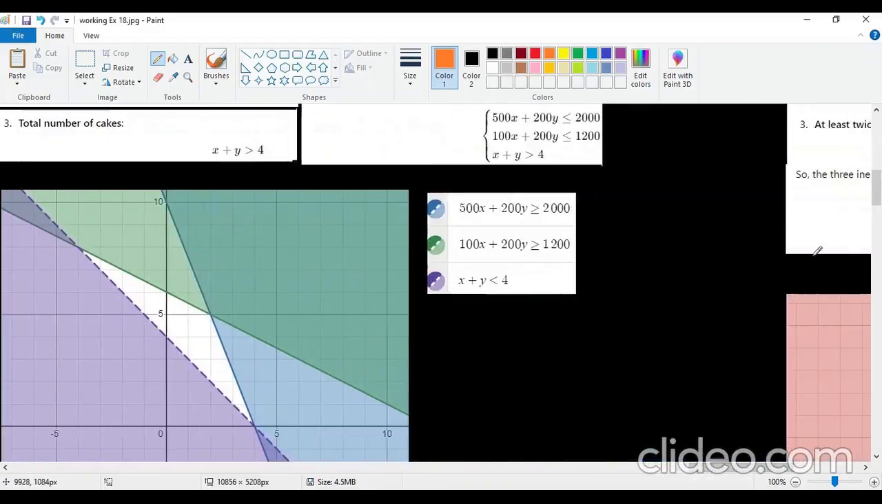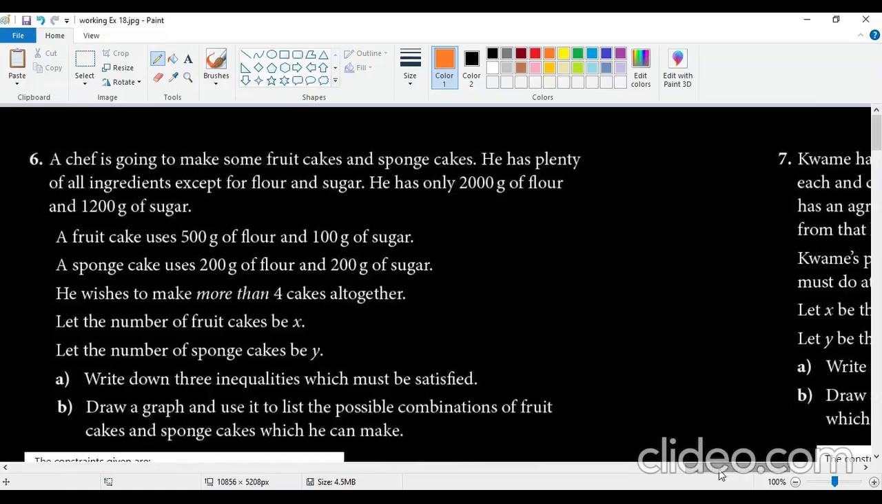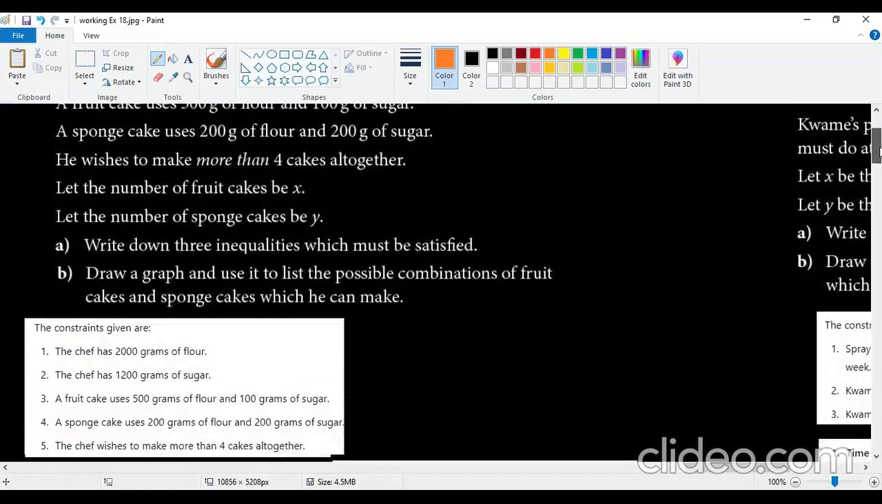Now, when we are moving to the next question, it is over here. It says a chef is going to make some fruit cakes and sponge cakes. He has plenty of all ingredients except for the flour and sugar. He has only 200 grams of flour and 1200 grams of sugar. A fruit cake uses 500 grams of flour and 100 grams of sugar. A sponge cake uses 200 grams of flour and 200 grams of sugar. He wishes to make more than 4 cakes altogether. Now, let the number of fruit cakes be x and the sponge cakes be y.